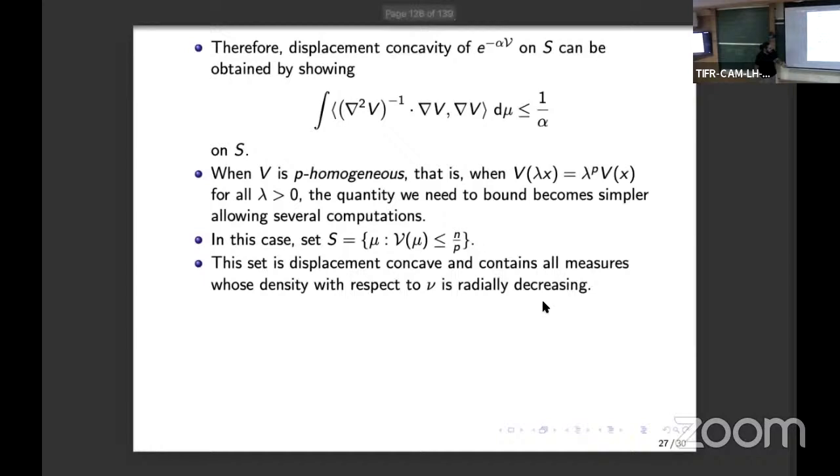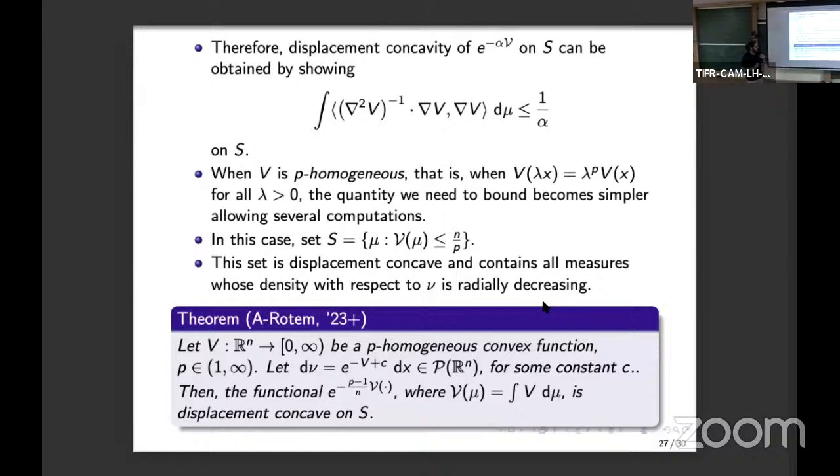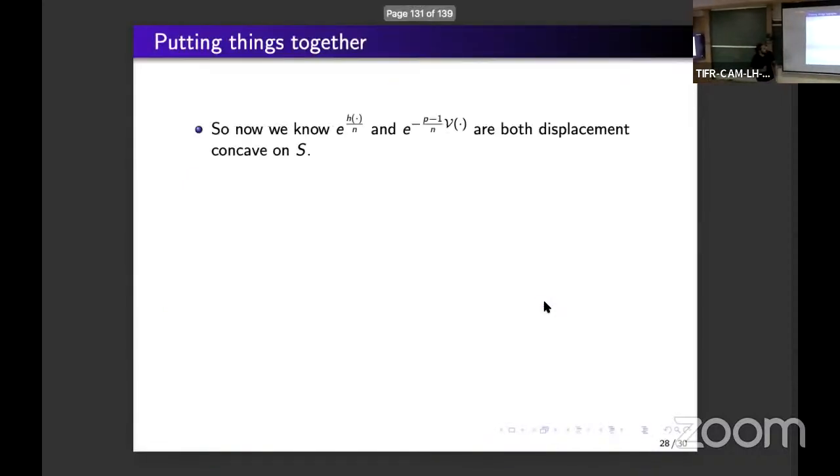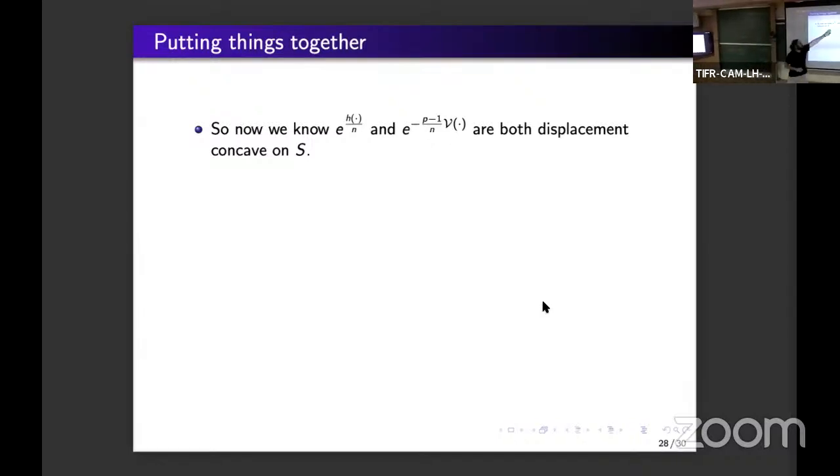And therefore, and I will finish in just about 2 minutes, we managed to prove the displacement concavity of, so you don't have to read all of this, just the displacement concavity of this particular thing on the set S. This is what we proved. So now I will put all these things together, and I know this is displacement concave. I know this is displacement concave on S. This is displacement concave on everything, but I only will use it on S.